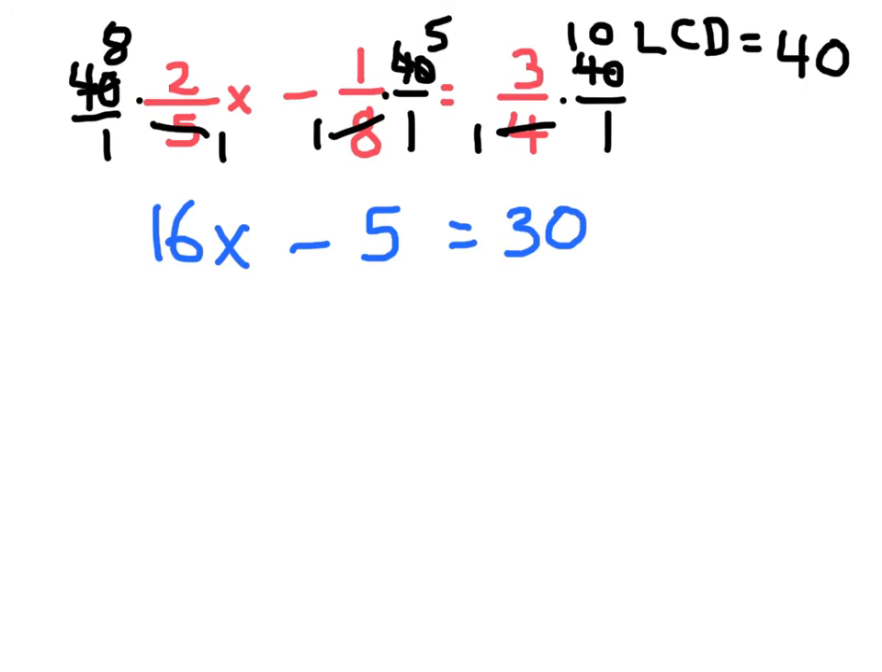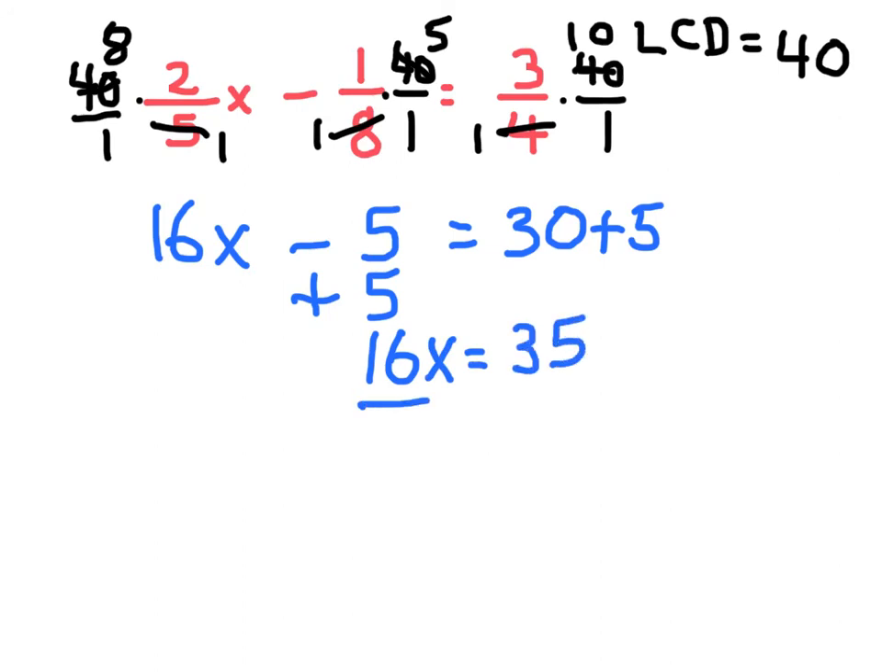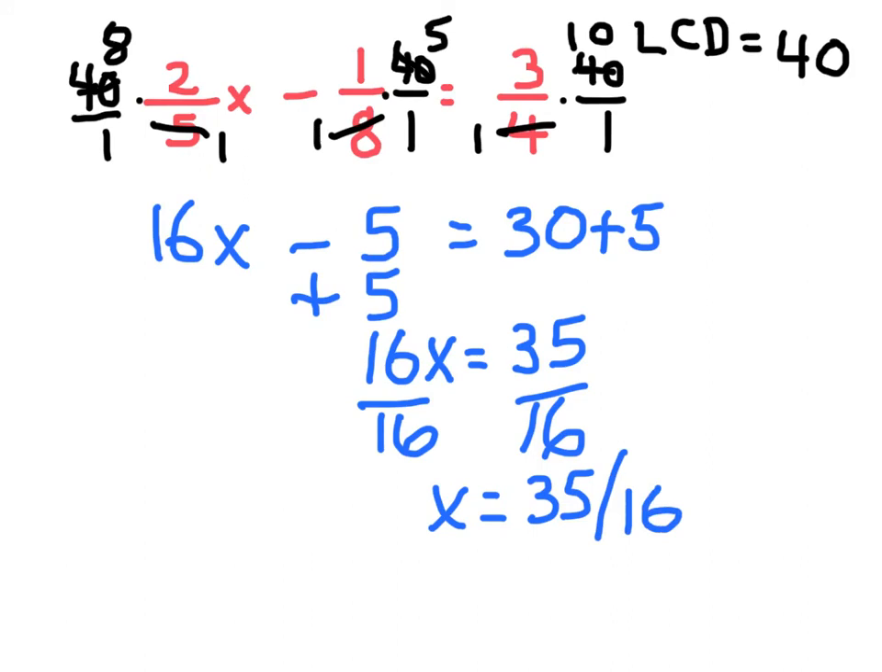How'd you do? Did you get that far? Okay, good. So from here, it's a simple two-step equation. Add 5 to both sides. So 16x equals 35. And now divide both sides by 16. So x would equal 35/16. And just leave your answer as an improper fraction.